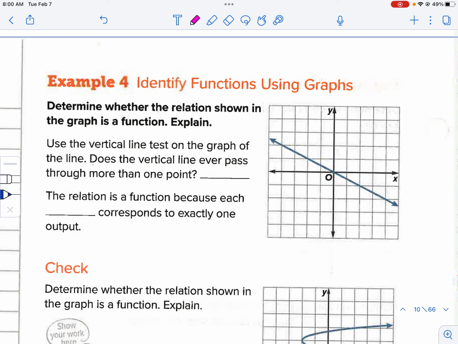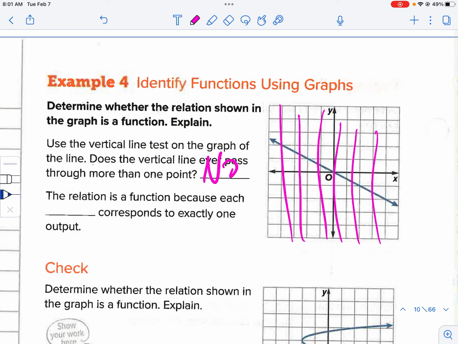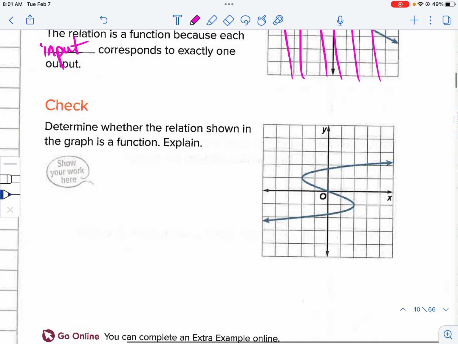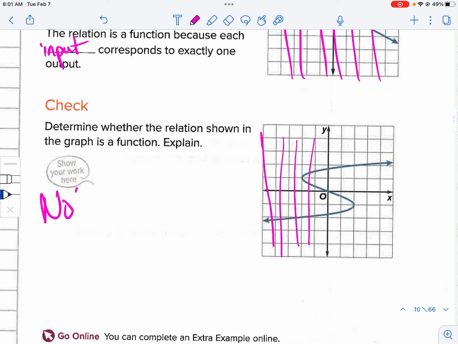Determine whether the relation shown in the graph is a function. Use the vertical line test on the graph. Does the vertical line ever pass through more than 1 point? Now, the relation is a function because each input corresponds to exactly 1 output. If I was to draw this one, it hit in more than 1, so this is not a function.